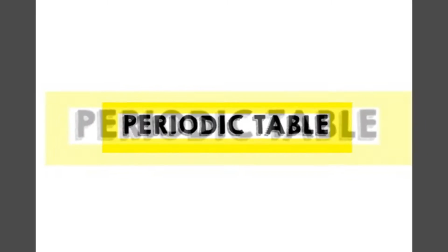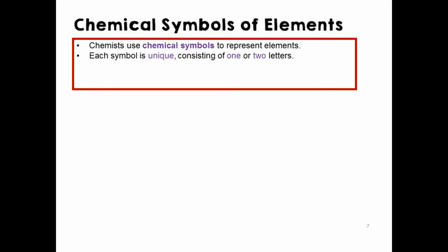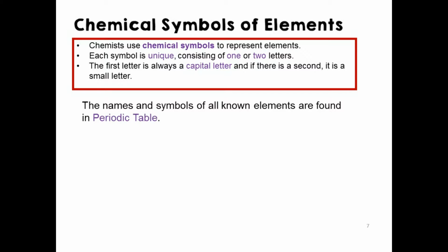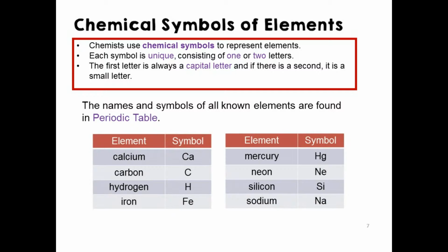Next, let us look at the periodic table. The periodic table can be found on the second page of your textbook. In the periodic table, you will be able to see the chemical symbols of elements. Chemists use chemical symbols to represent elements. Each symbol is unique, consisting of one or two letters. The first letter is always a capital letter, and if there is a second, it is a small letter.